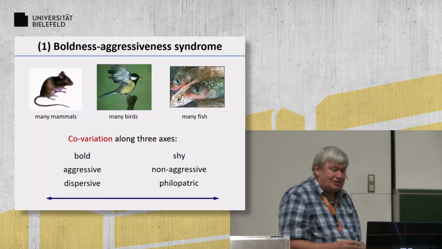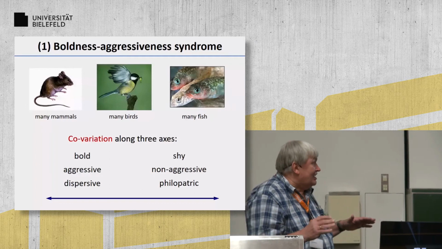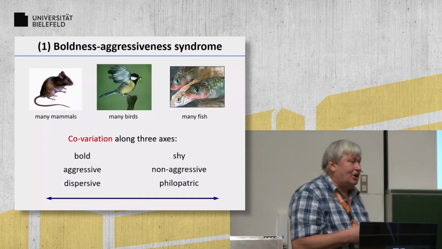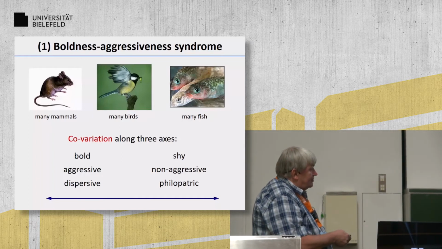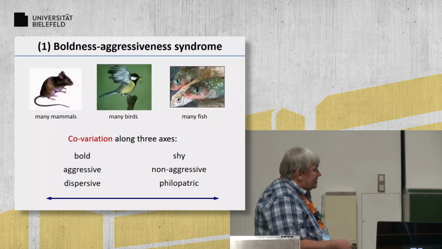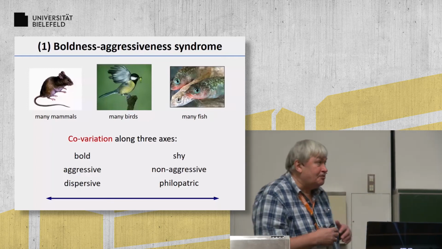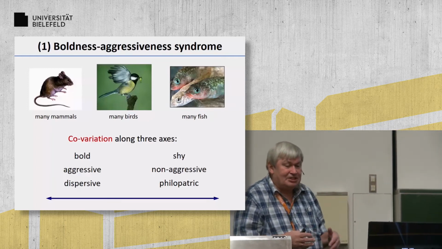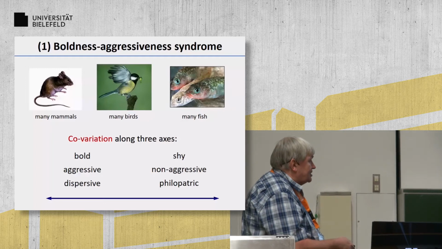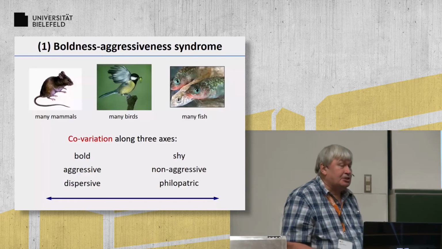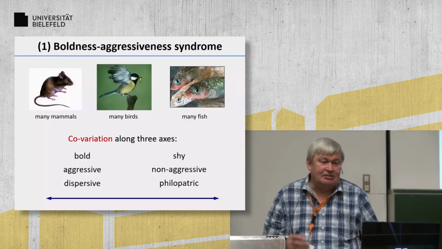So whether individuals first try to hide in the bushes and are very careful to see what the environment looks like, or whether they move out into the open very readily. Then there's also a lot of variation in aggressiveness, and a lot of variation in dispersive tendencies. Some individuals move away from their habitats very readily, whereas others prefer staying at home. And interestingly, in many organisms, boldness is associated with aggressiveness and dispersiveness, whereas shyness is associated with non-aggressiveness and philopatric behavior, meaning staying more at home.